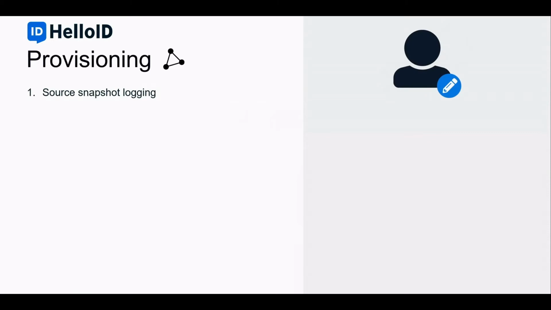First, source snapshot logging. With this feature, we made a big change in the UI of source systems, which is based on the same layout as we are using in the target system screen. We'll also introduce the ability to view stack driver information of a specific system in HelloID, so it will no longer be needed to go into the stack driver itself for troubleshooting various source imports.